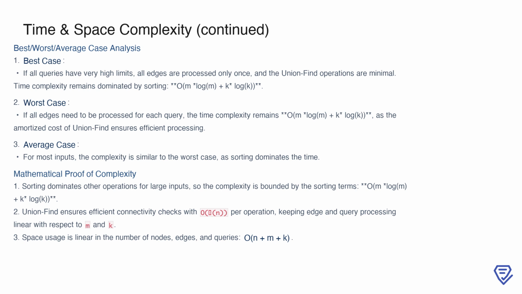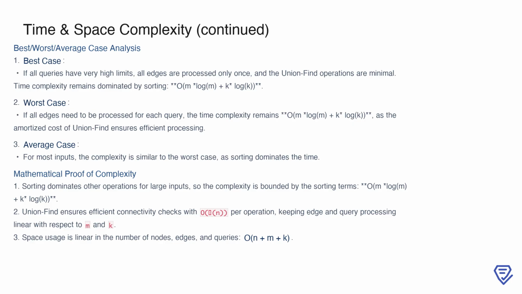Here, the time complexity is dominated by sorting, which is O(m log m + k log k). In the worst case, where all edges need to be processed for every query, the time complexity remains the same due to the efficiency of union find operations.